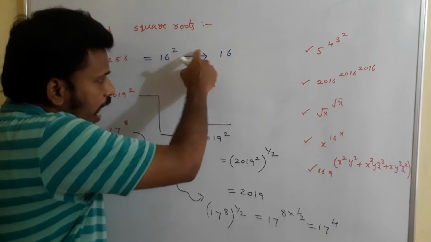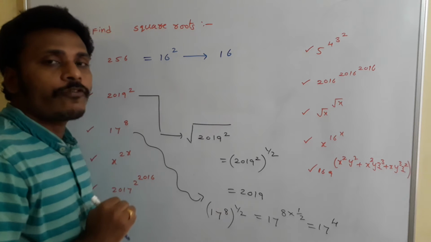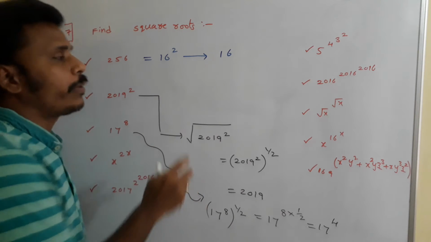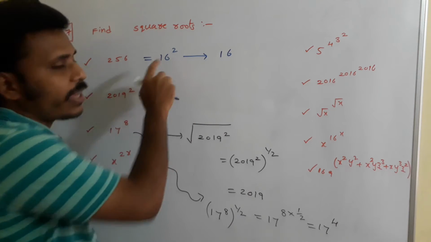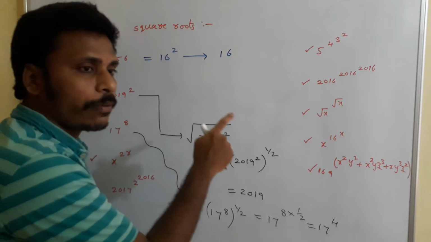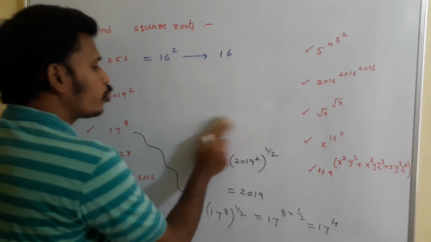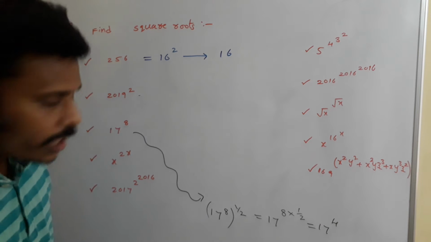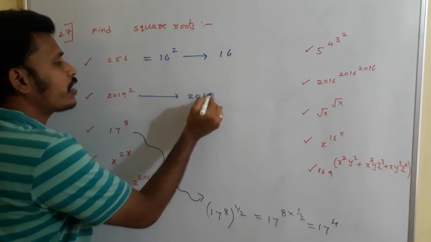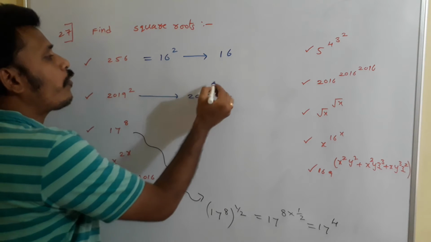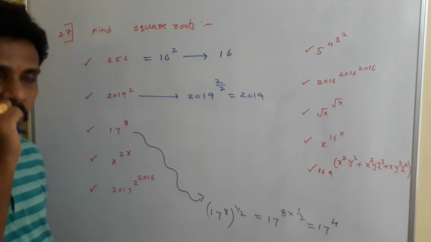I showed you the way of solving that square root, but directly if you wish to write the square root, simply write half of the power. Here 2 is there, its half is 1. So 16 power 1 is your answer. There ends the rule. Coming to the next one, 2019 squared. Here again 2 is in the power, you just write its half, so your answer is 2019 power 2 by 2, which in turn is 1, so your answer is 2019.